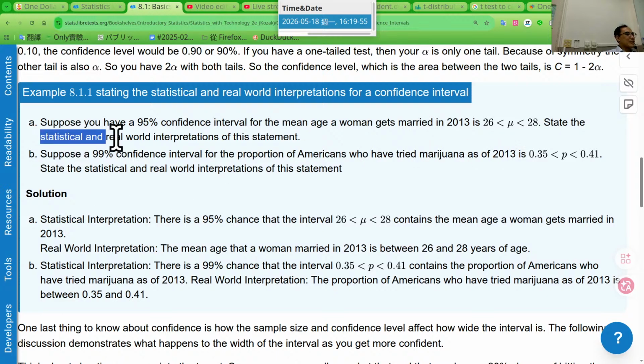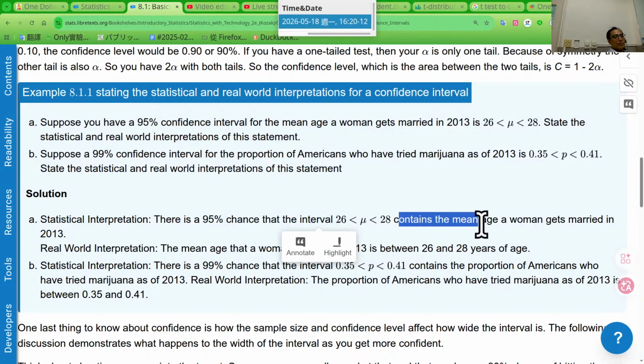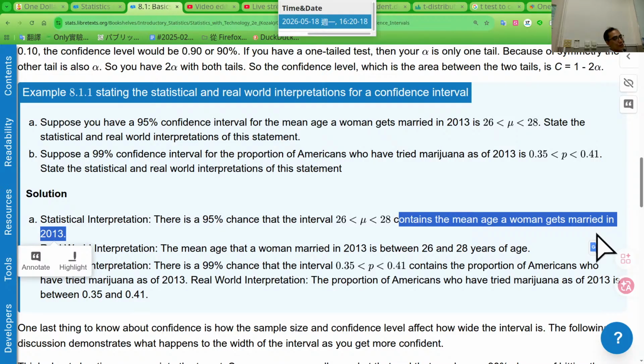State the statistical and real-world interpretation of this statement. Okay, let's check it here. A. There is a 95% chance that the interval between 26 and 28 contains the mean age a woman gets married in the year of 2013. Okay, you need to learn how to describe this one.